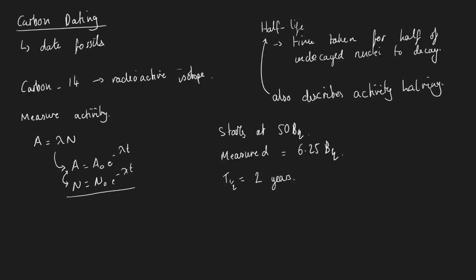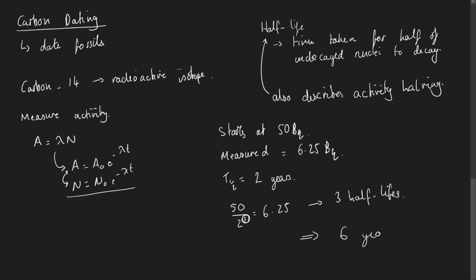We're saying that this is 50. If we divide it by 2 once, we get 25 becquerels. If we divide it by 2 twice, we get 12.5 becquerels. If we divide that by 2 again, so we divide by 2 three times, that's when we get 6.25 becquerels. Okay, what this means is we've halved this 3 times. Therefore, this has lived for 3 half-lives. And if it's lived for 3 half-lives, we know 1 half-life is 2 years. Therefore, this is 6 years old.